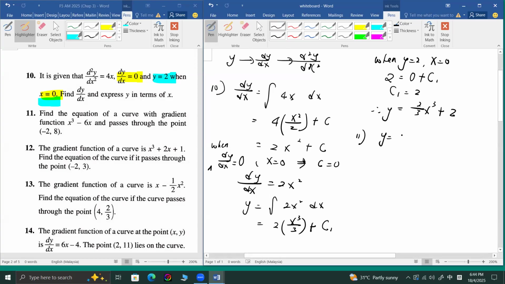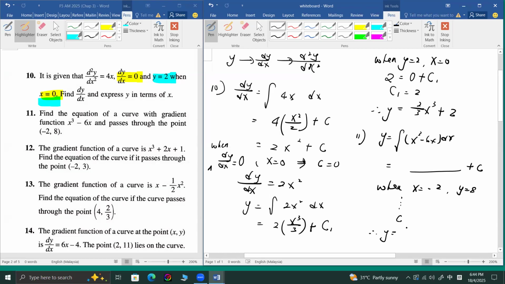Same, right? Find y. See your gradient. The gradient is x cubed minus 6x, dx. So you do the integration, then you add plus c. After that, you substitute this: x is -2, y is 8. Same, you substitute here to find the c. After you get c, then you can get the answer.